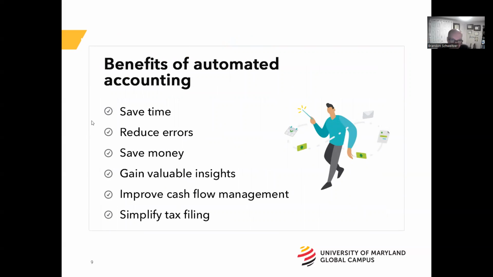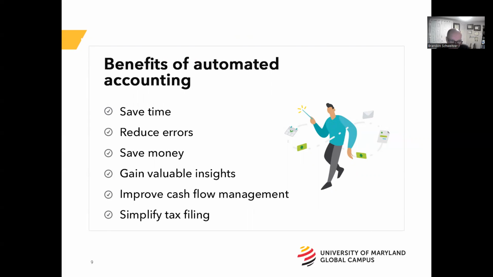What are the benefits of automating an accounting system? It saves time, reduces the possibility of errors, saves money, gains valuable insights because we can, of course, focus on other things, improves cash flow management, and simplifies tax filings.